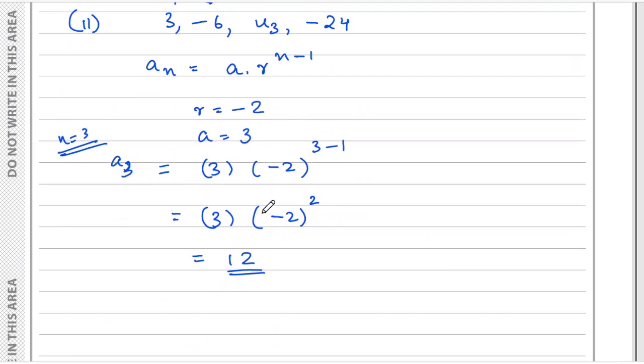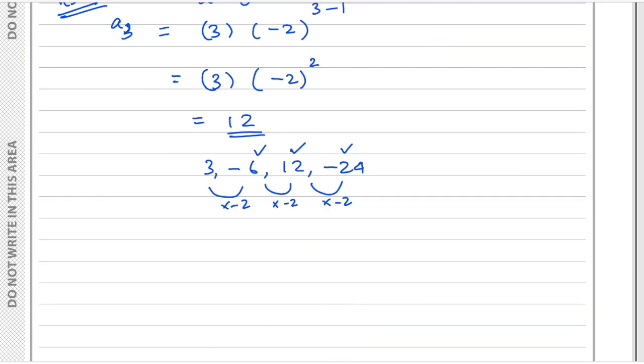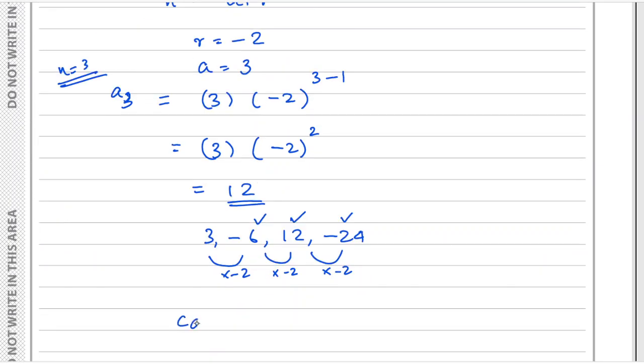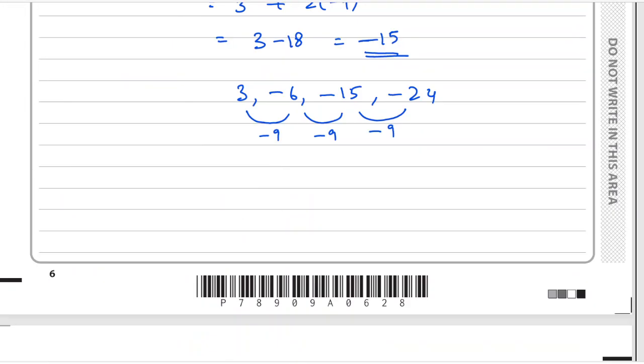When we write the sequence, we have 3, minus 6, 12, and negative 24. So we are multiplying by negative 2 each time. We are getting the correct terms, because 3 times negative 2 is minus 6, times negative 2 is 12, and 12 times negative 2 is minus 24. So this can be considered a geometric sequence, and the earlier one can be considered an arithmetic sequence. So both are possible.